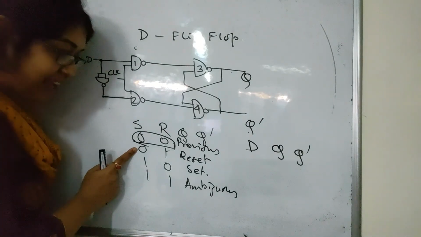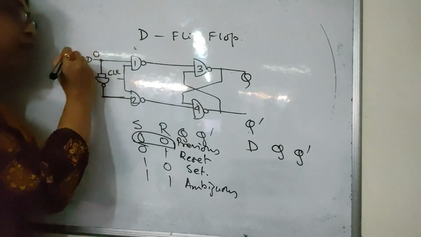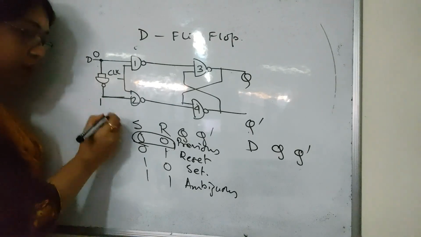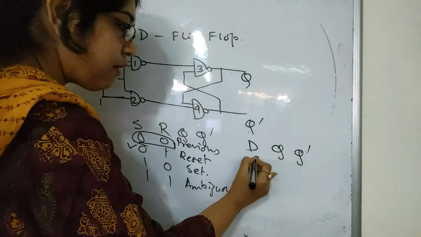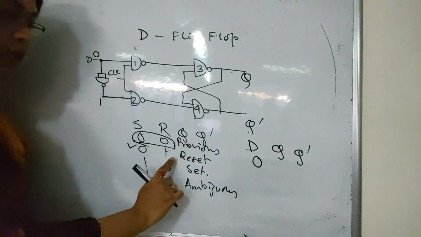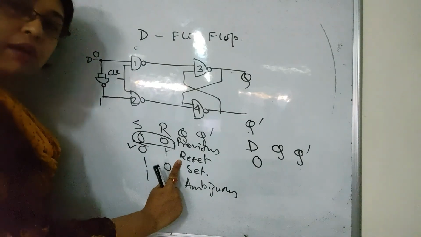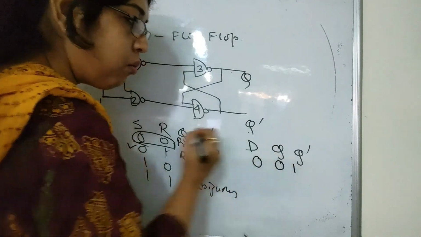So we come to S equals 0, R equals 1. If over here we give an input 0, this will pass through a NOT gate and it will become a 1. So this particular input is possible. When D value is 0, it gives us the reset state of the flip-flop. What do we mean by reset state? Reset state means Q value 0, Q dash value 1.